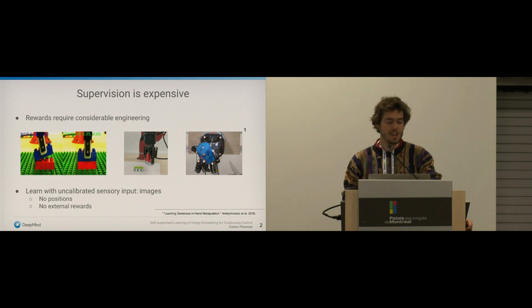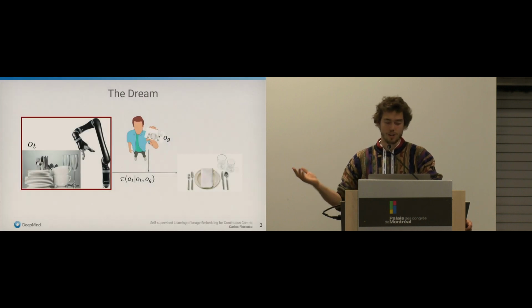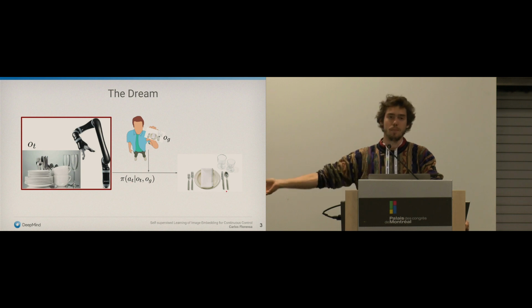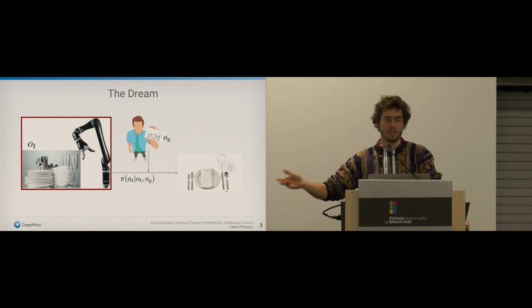So the idea would be, what can we do to learn with uncalibrated sensory inputs, just from images, no positions and no external rewards? This would be the motivation. And the dream would be to learn a policy that is conditioned on a goal observation, where our robot just gets the observation of the world in the current state, and it knows how to take actions such that it reaches the observation that we're giving it.